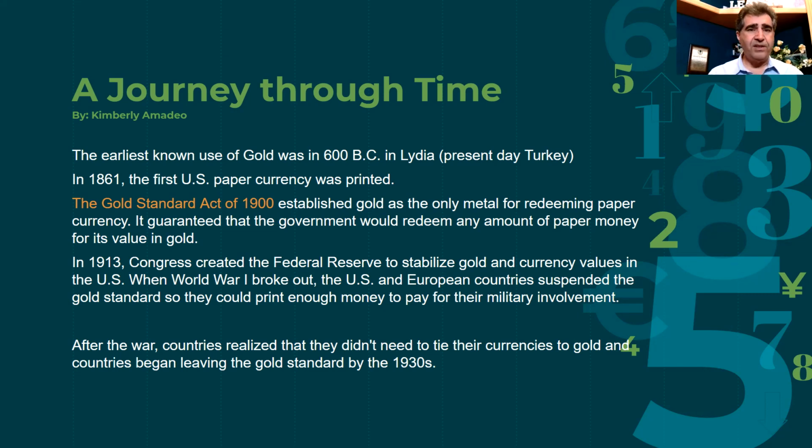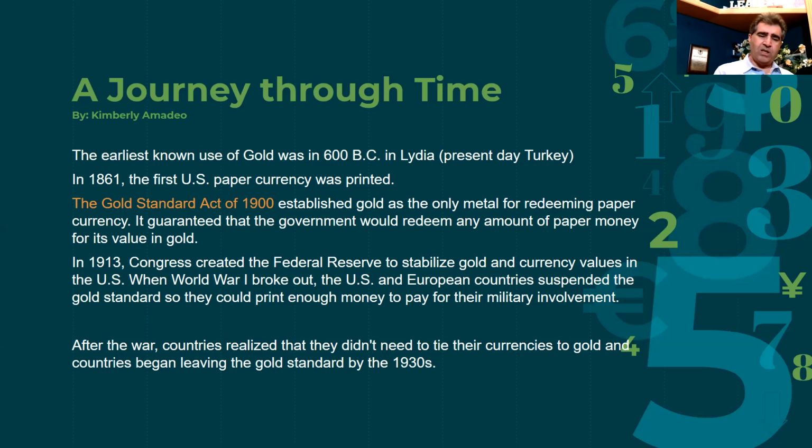But then 1913 comes. We had a discussion about central banks and the Fed a few weeks ago, and this was the birth of the Federal Reserve. It comes into the picture and stabilizes gold and currency values in the US. Then World War I begins in 1914, and the US and European countries suspended the gold standard so they could print enough money to pay for their military involvement and all the other expenses. So here's the beginning of moving away from gold.